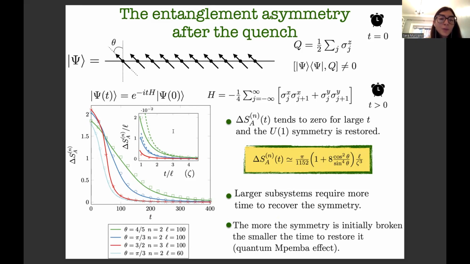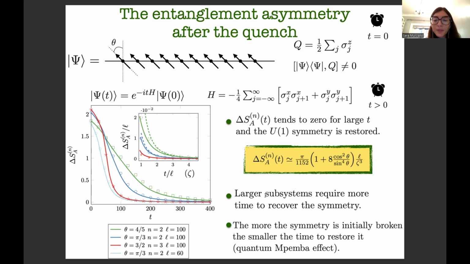And from this plot, we can extract three nice features that the entanglement asymmetry has. The first one is that for large values of t, we see that the U(1) symmetry is restored since ΔS vanishes asymptotically. And we were also able to extract how this quantity goes to zero. It behaves as ζ to the minus third power, which is plotted in the inset. These are the dashed lines here.